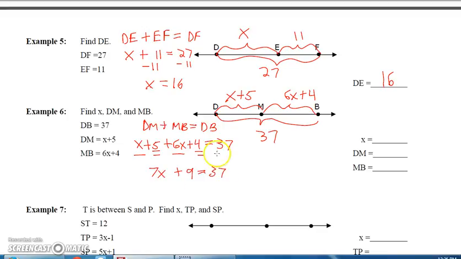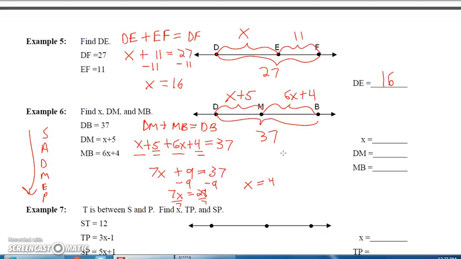Now, once you're doing this, how do I solve for x? You're trying to solve an equation for a variable, so you do the reverse order of operations. SADMAP. You're going this way. So if I have a multiplication and an addition here, I have to do the addition first. How do I undo adding 9? Subtract 9 from both sides. So 7x equals 28. How do I undo timesing by 7? Divide by 7. So x equals 4.